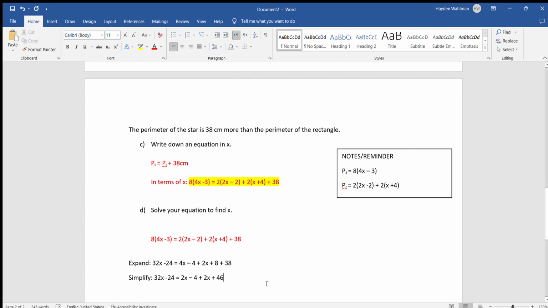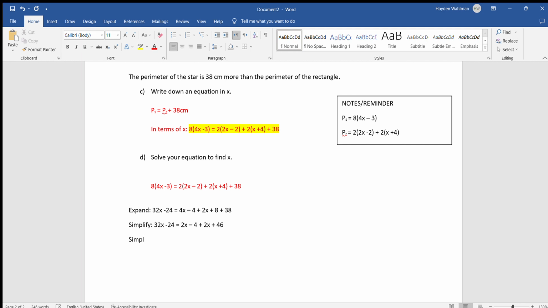Okay. And now let's simplify again. We could have done that in the same step, but I'm just going in a slow way so that you guys could see everything. There's that minus 4, so let's add that minus 4 to the 46. What's positive 46 and negative 4 together? That's going to be positive 44. We could put it at the end if you want, so put that 2x there. Positive 44, okay?